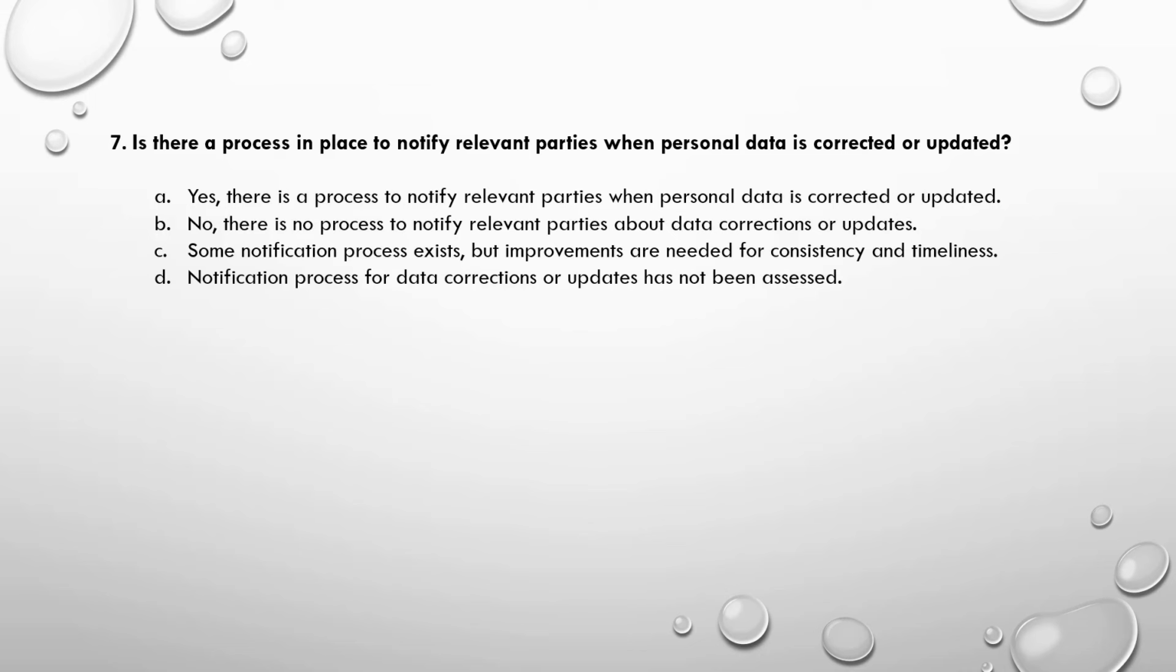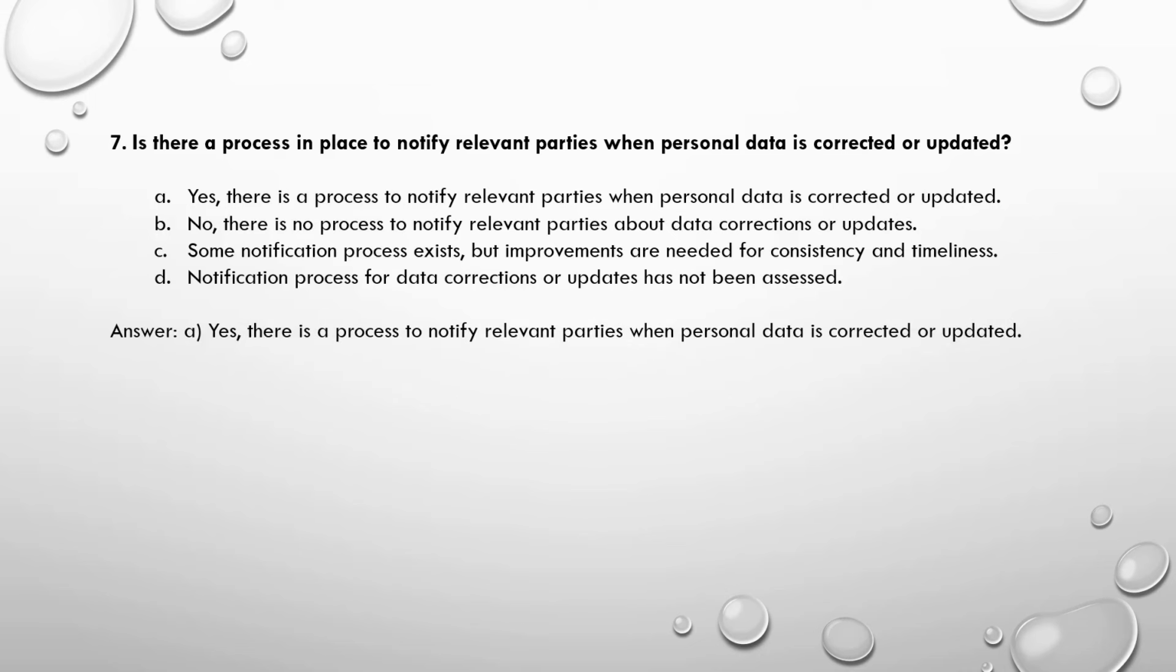And if your organization status is as per option A, that means the organization has a clear and defined process to alert necessary parties whenever changes are made to personal data. This could be through email notification, system alerts, or a report, etc. Right.